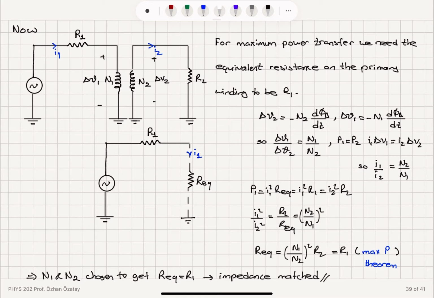result to be met. So we can choose N1 and N2 such that this load resistance is transferred to the primary as an equivalent resistance, which matches the output resistance of our AC source. Impedance matching is achieved and maximum power transfer to the load is achieved. So you can see the logic behind using this transformer for impedance matching purposes.